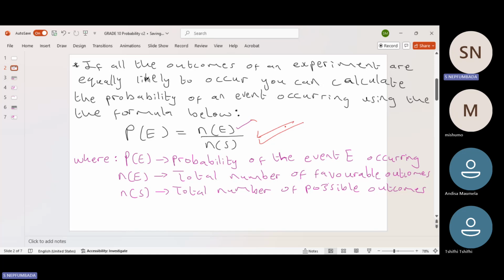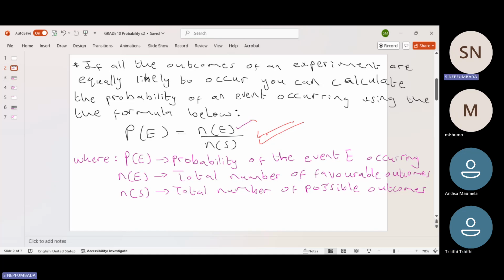Are we still together? Yes. Can we go to the next slide? Remember, we are re-explaining because we didn't record last time. Those who were attending, they've got these notes. Can we go to the next slide? Yes.